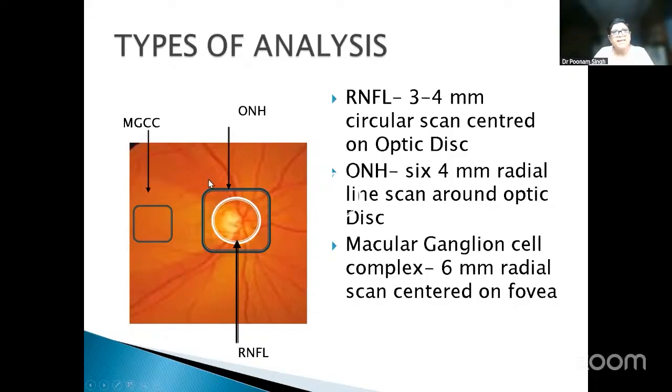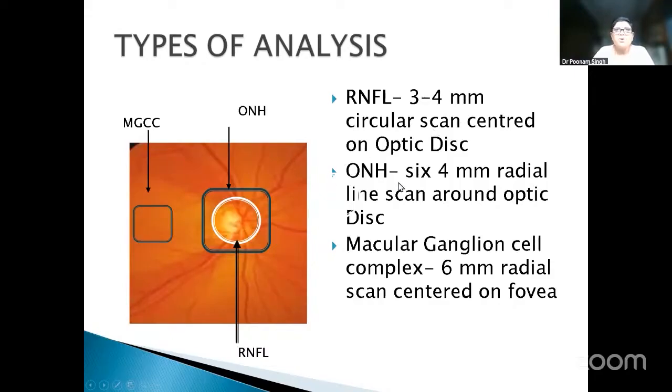two wedge-shaped areas, here and here, which appear a little darker compared to the rest of the retina. The RNFL has a tendency to be shiny, but when RNFL loss happens in glaucoma, these areas appear darker. The RNFL scan is done as a 3 to 4 millimeter circular scan centered at the optic disc.